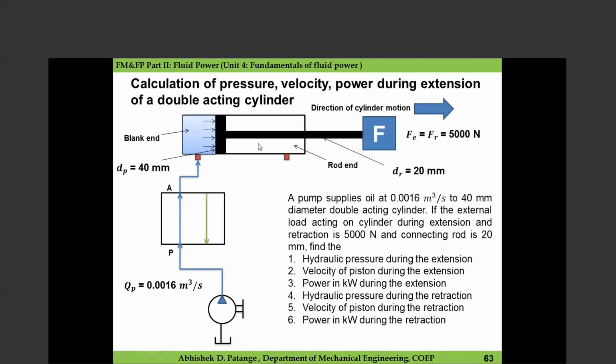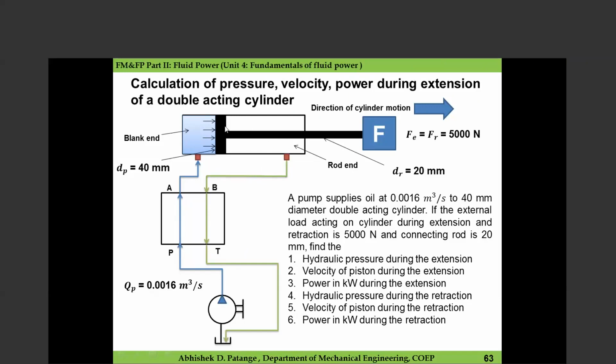At the same time, liquid which is available at rod end simultaneously will be taken out from this rod end port to port B, which is shown here. Then it will be taken to port T, and ultimately it will be taken to the tank. So this is how at the same time liquid which is available at rod end will be taken to B, B to T, and T to tank.